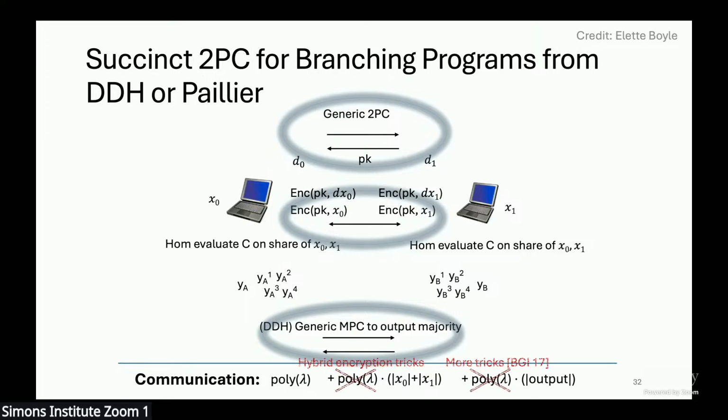But it turns out there are also some nice tricks in DDH to get rid of these poly lambda factors using hybrid encryption. It's quite easy to compress the input encryptions. And furthermore, there are some tricks to compress the output encryptions to get basically rate 1 in the number of outputs. So under either DDH or Paillier, we get the same kind of 2PC for branching programs with succinct communication.